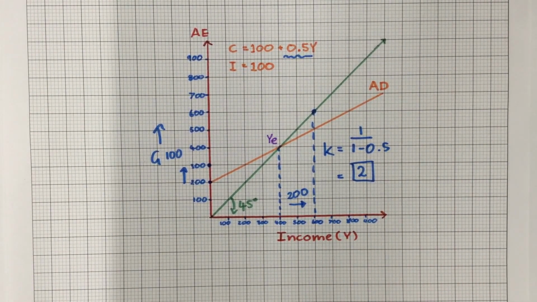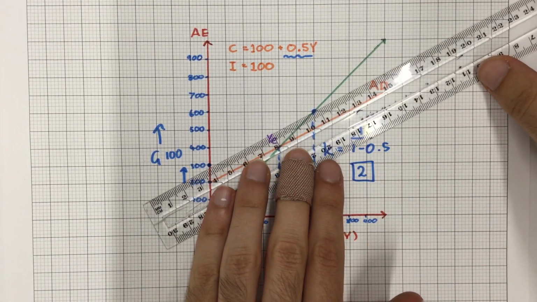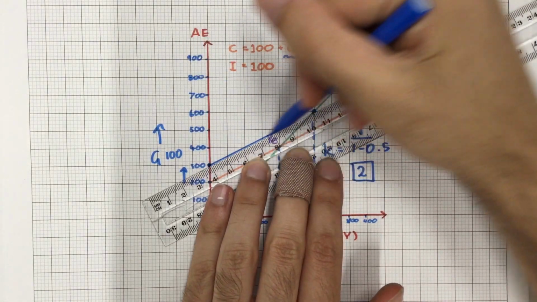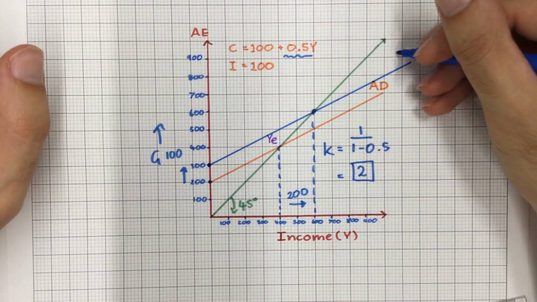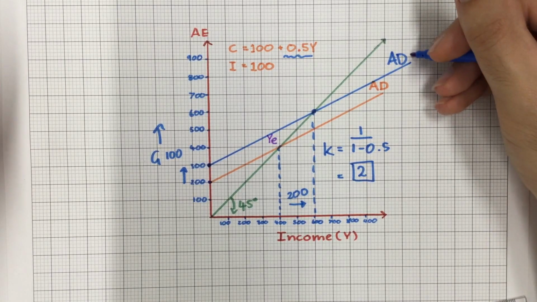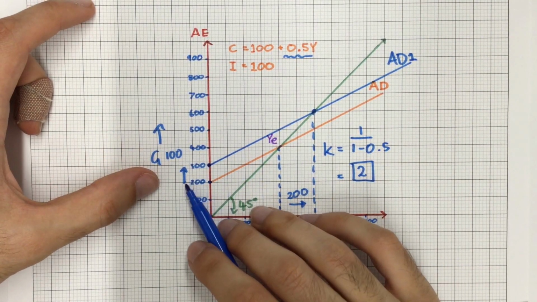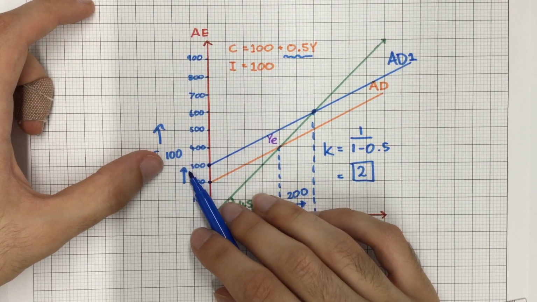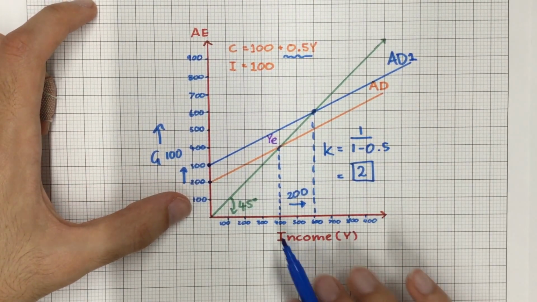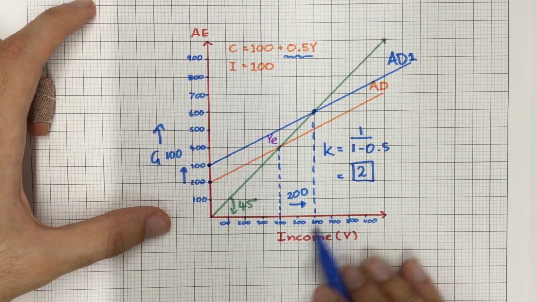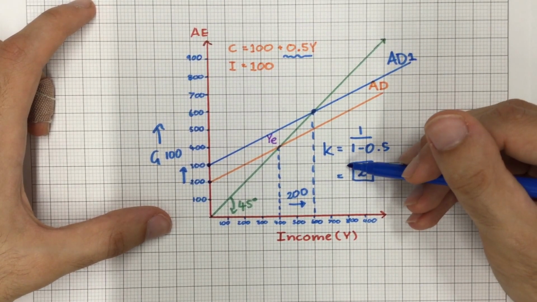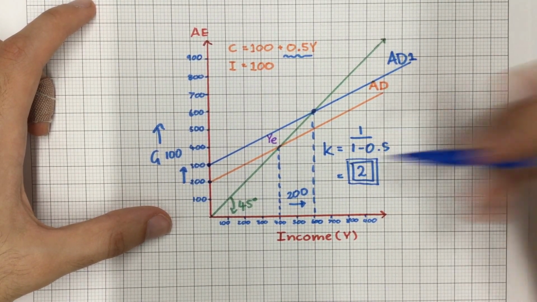Therefore, our new aggregate demand line will look something like this. Okay, and that's what we can see there. An additional $100 of government spending has resulted in $200 of national income, and we got that from our multiplier of 2.